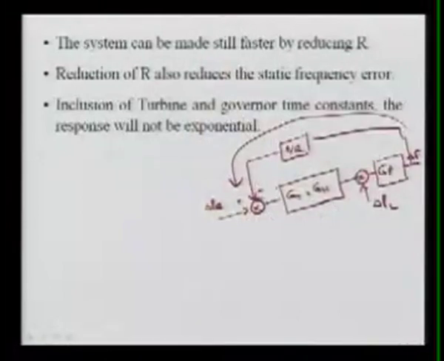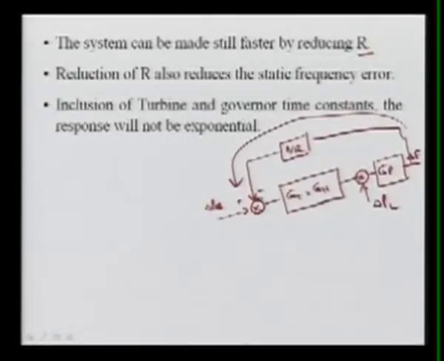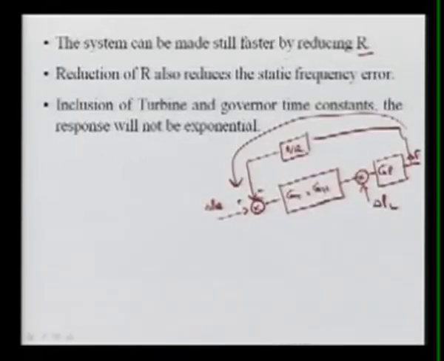And now the system can be made still faster. We can reduce the time constant by reducing R. You can see the time constant is directly, inversely proportional to R. If you are reducing this, the Kp is a very large value, so it will not affect much, but if you reduce this value, your T will also be reduced. Therefore, if you are reducing R, the system response again becomes faster.